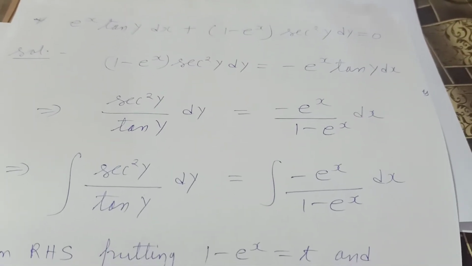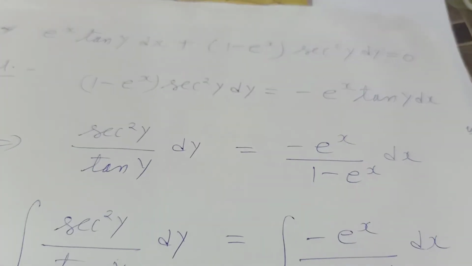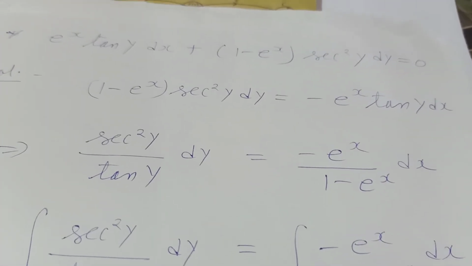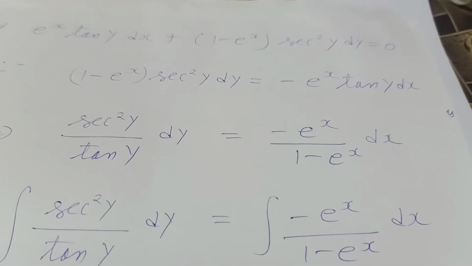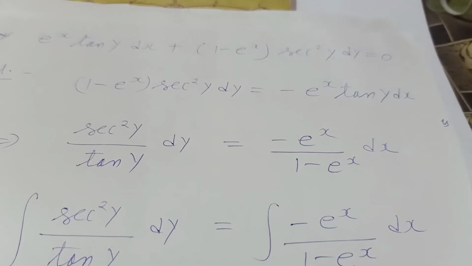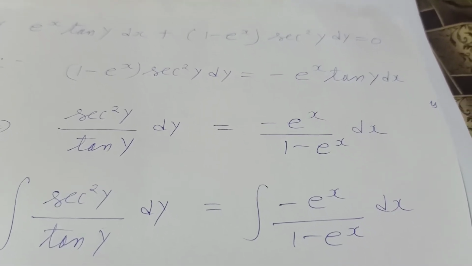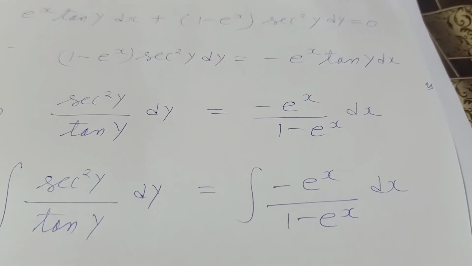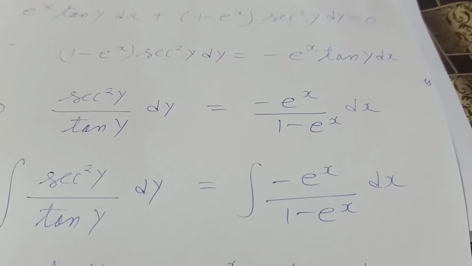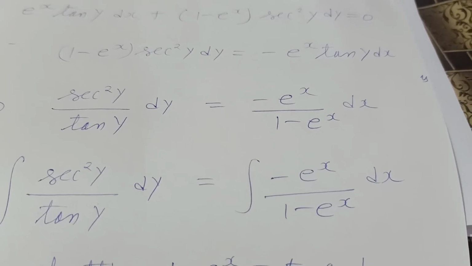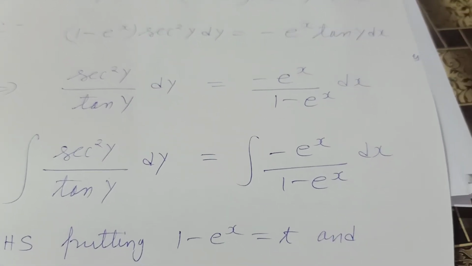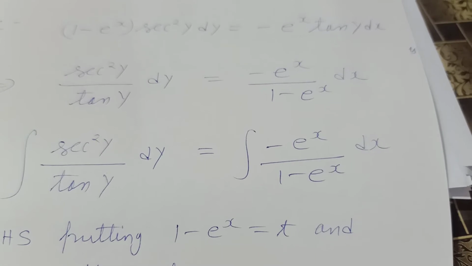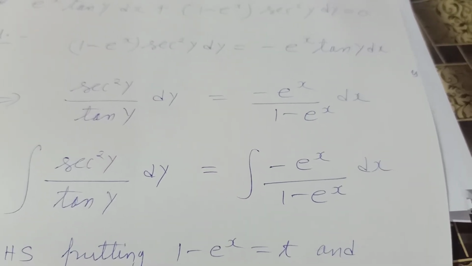Now take the next example, e raised to x tan y dx plus (1 minus e raised to x) sec square y dy equal to 0. We can write it as (1 minus e raised to x) sec square y dy equal to minus e raised to x tan y dx. Now we rearrange this equation. We will take the function of y with dy and the function of x with dx. So you can write this equation again as sec square y by tan y dy equal to minus e raised to x upon 1 minus e raised to x dx.